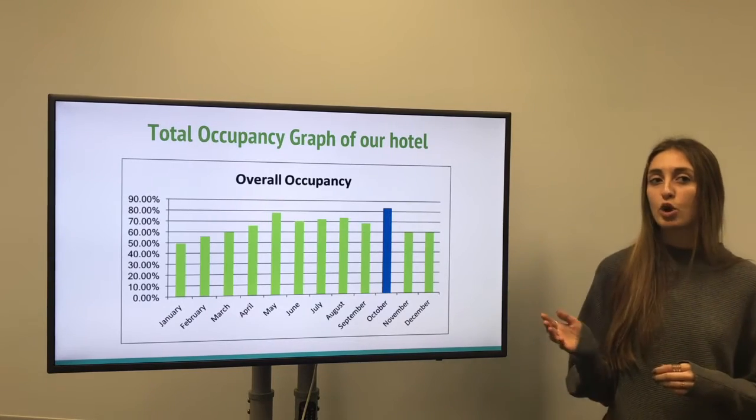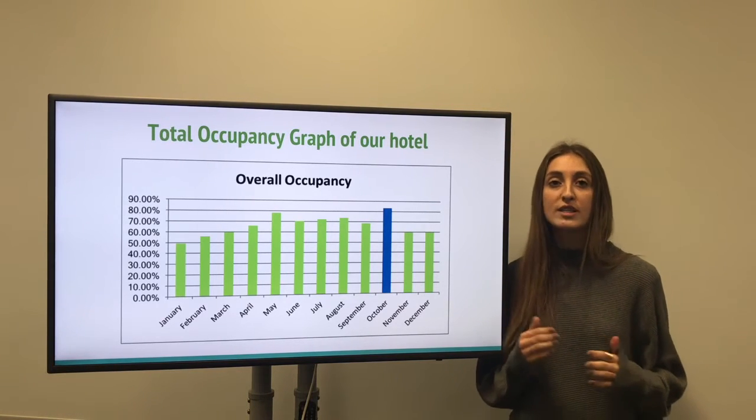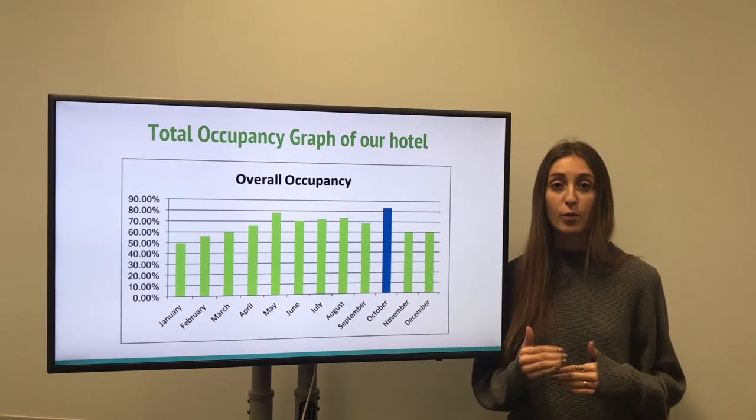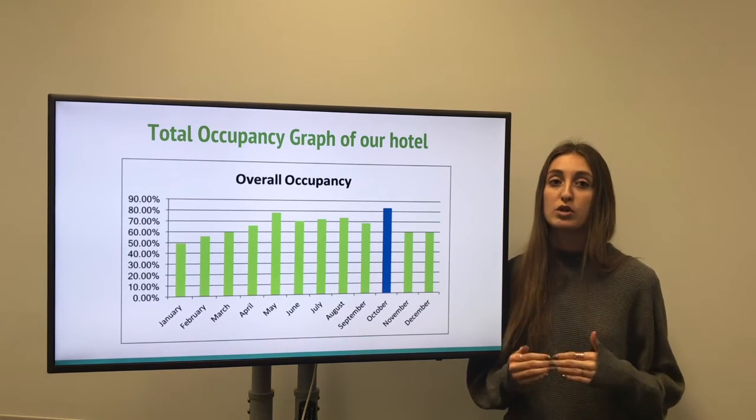Here we present our total occupancy graph, where there is an overall increasing trend with some large increases for May and October, with October having the highest occupancy rate, but a gradual decrease for the last 2 months.